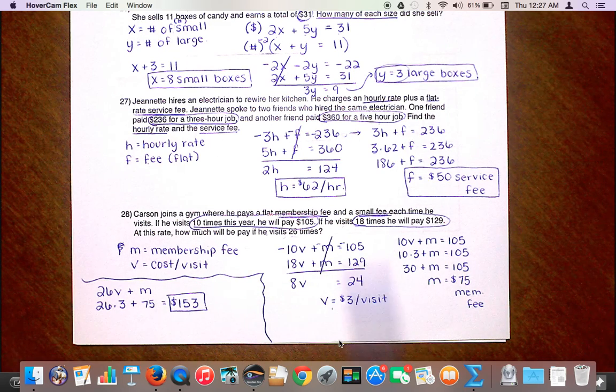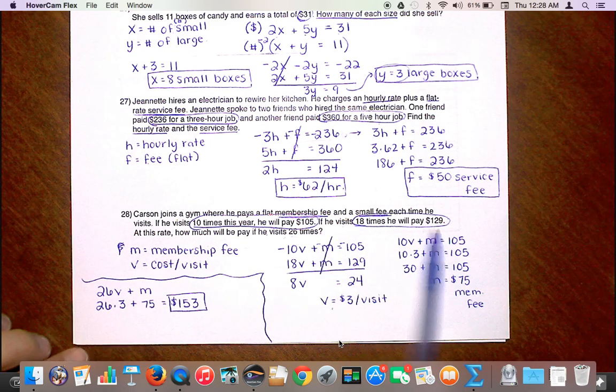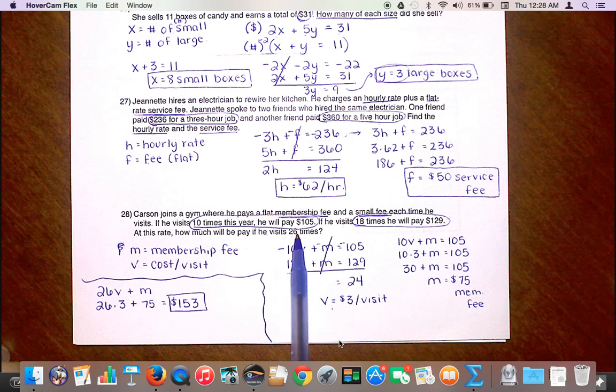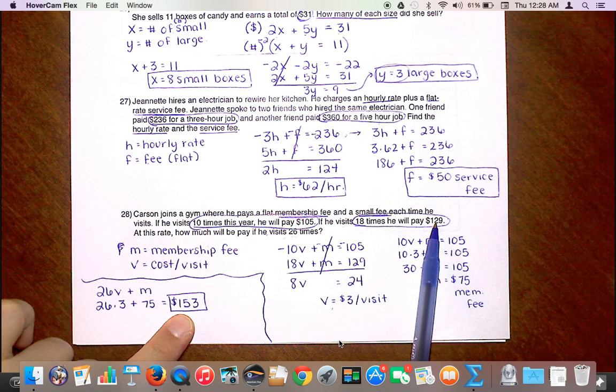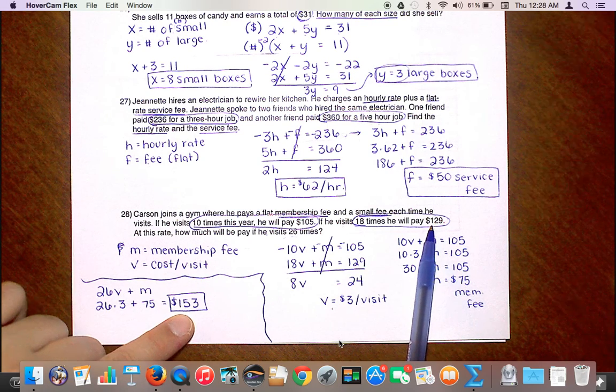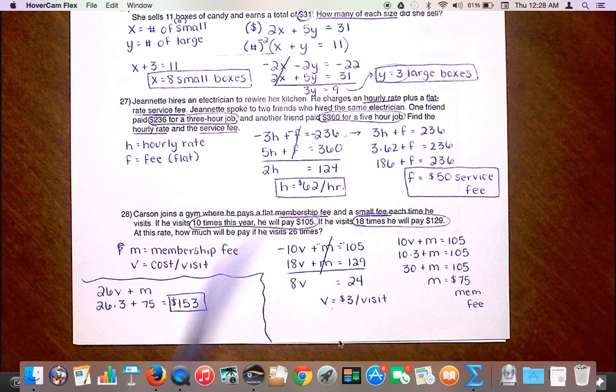And just, after you answer a question like that, make sure it makes sense with your answers here. Obviously, 26 is more than 18, so we would expect our answer to be a little more than that 129. Not astronomically more, but should be more. So I would say that answer seems reasonable.